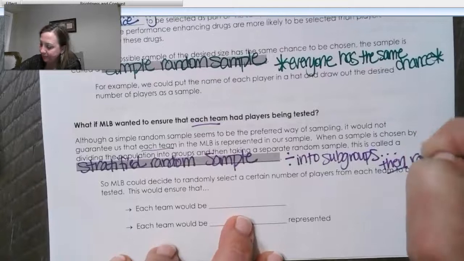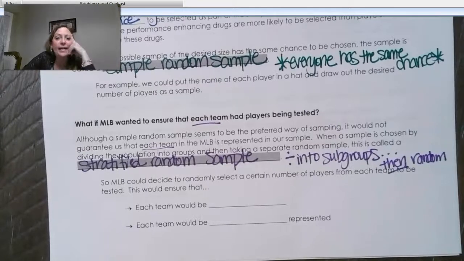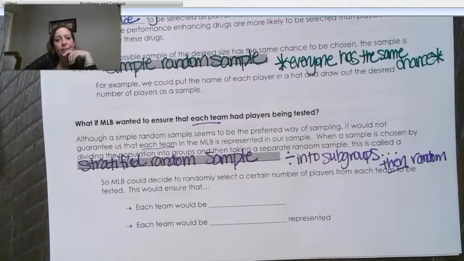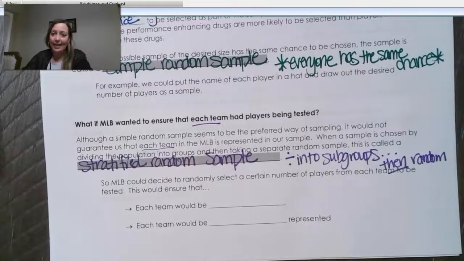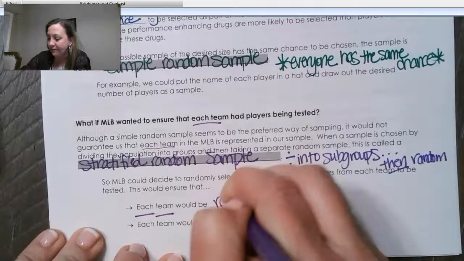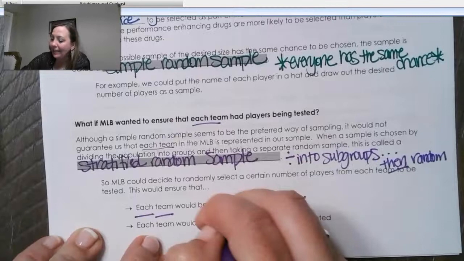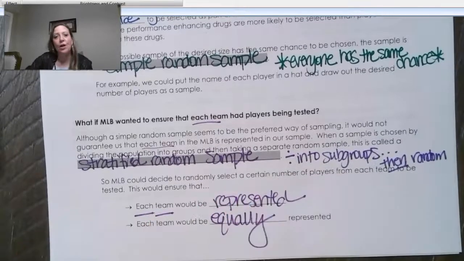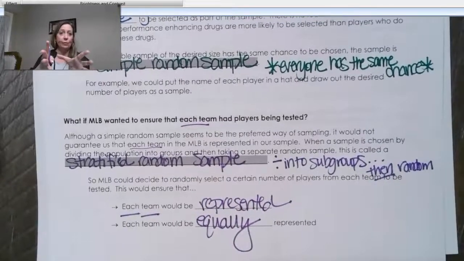And then it's random, okay? So Major League Baseball could decide to select a certain number of players from each team. In a stratified random sample, this would ensure that each team would be represented, and that each team would be equally represented. So this is still a type of random sample. It's just you're dividing things into subgroups first, in this case teams, and then you're being random as far as who on the team would be chosen.